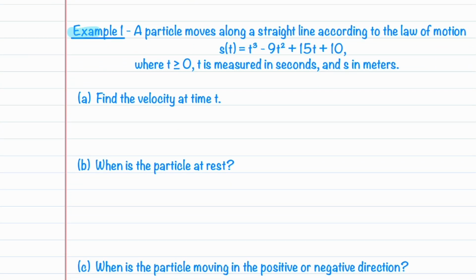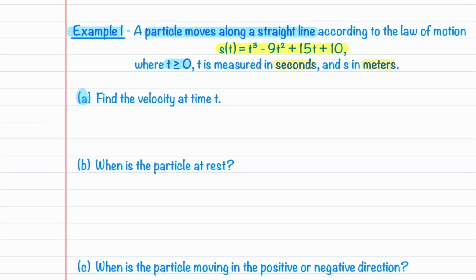Let's walk through an example that involves the motion of a particle. This can be a pretty hard problem, but we're going to go through it step by step to make sure you totally understand it. We're told that a particle moves along a straight line according to the law of motion s(t) = t^3 - 9t^2 + 15t + 10, where t is time and it is greater than 0, and it is measured in seconds, and our position function s is measured in meters.